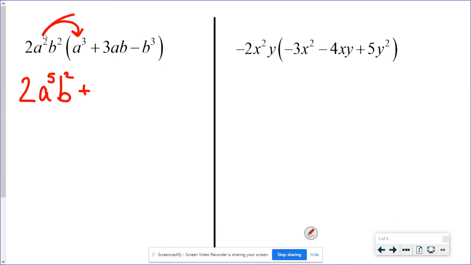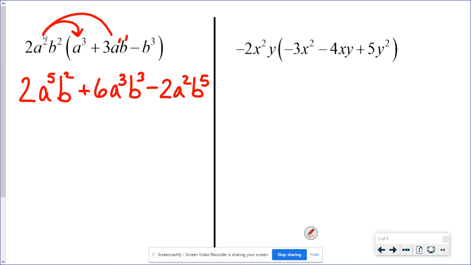Plus, 2 times 3 is going to be 6, a squared times a will be a cubed. b squared times b will be b cubed, right? We've got a 1 on both of those. Minus 2, the a squared doesn't change, but I've got a b squared times a b cubed gives me b to the 5th. And again, just because these all have a's and b's doesn't mean they all match. They're not like terms. They all have different exponents going on, so they don't match at all.